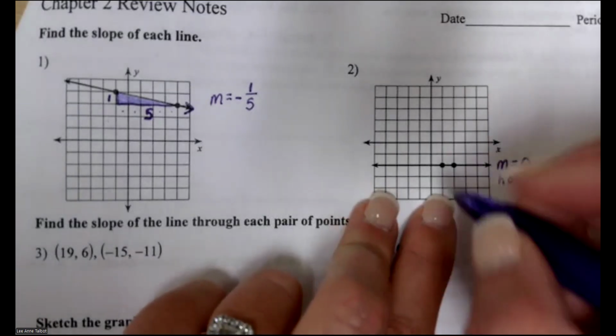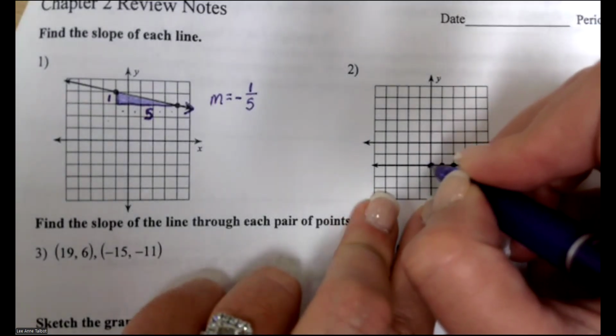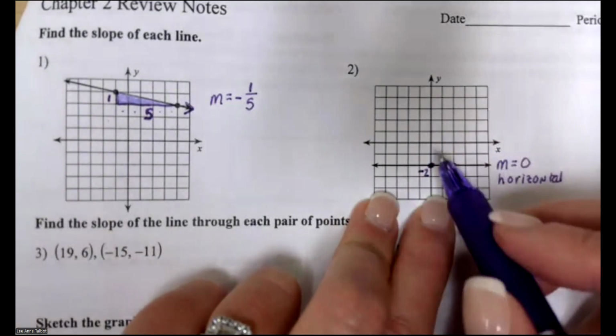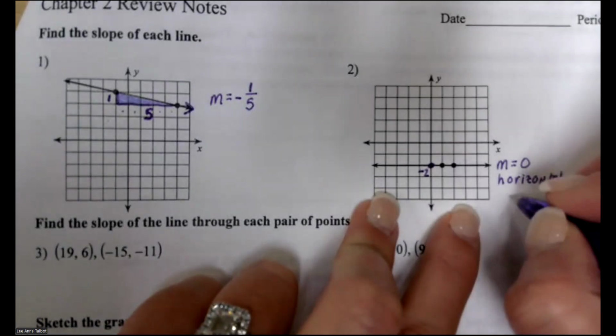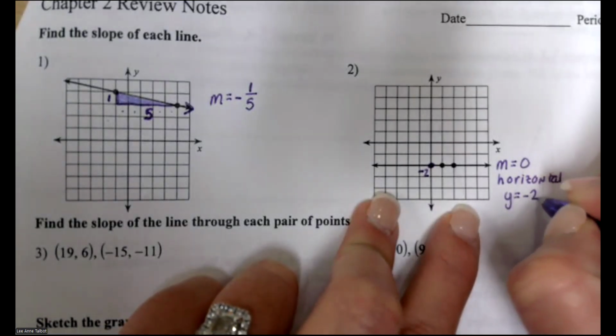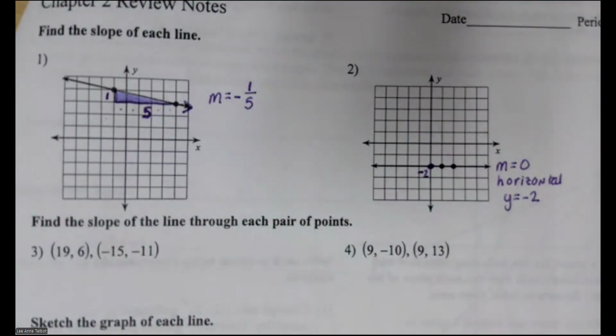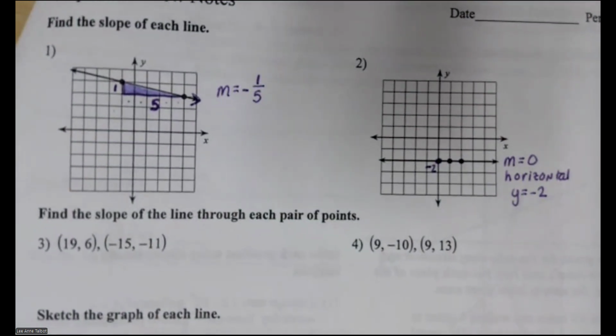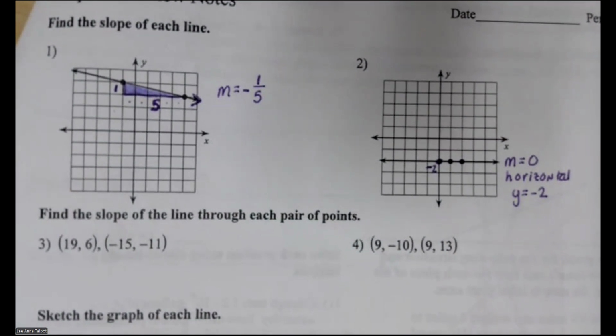Yeah, it would be -2 actually, I think. Okay, so this spot right here is -2. So the equation is y equals -2. That was extra. We didn't have to do that. I just really want to hammer in the equation of horizontal and vertical because they're kind of weird.